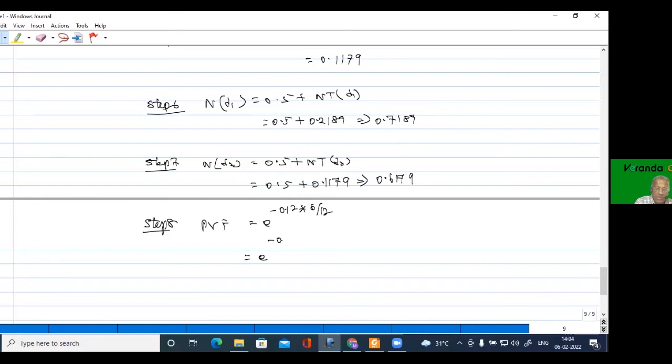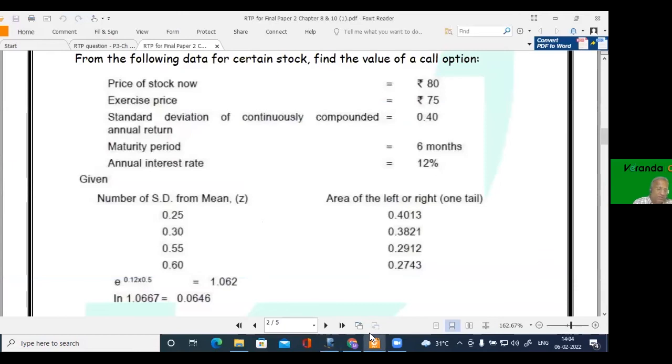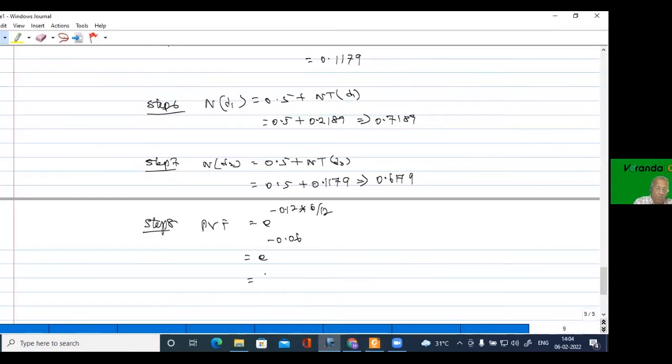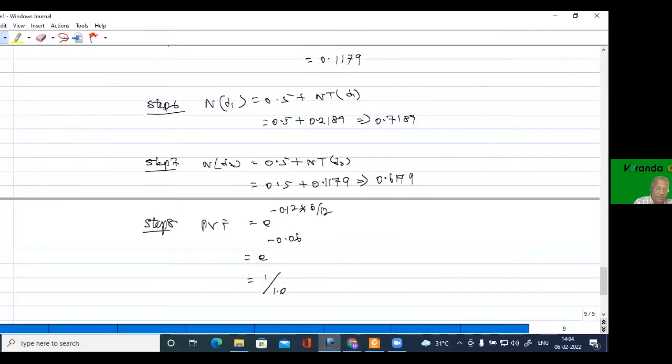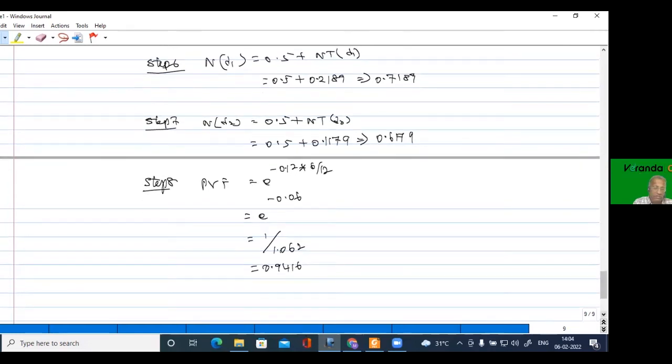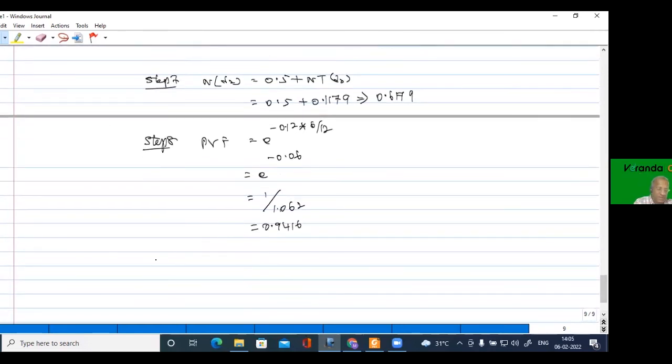0.12 minus 0.06. Right. So it is readily available in the problem, which is equal to 1 divided by 1.06, which is 0.9416. This is the present value factor.